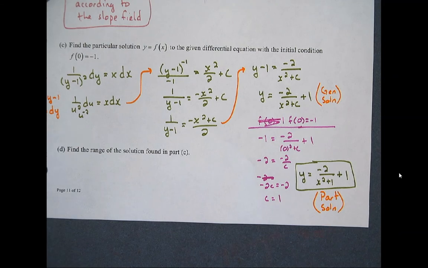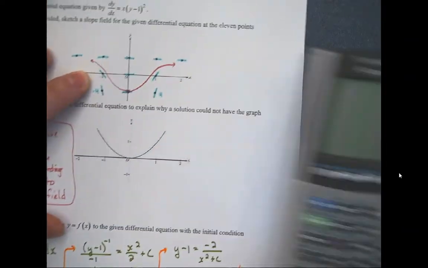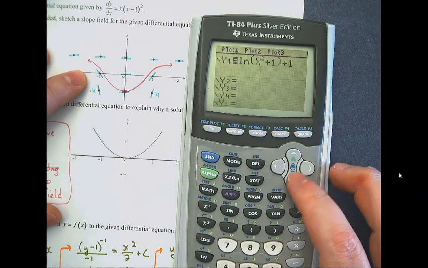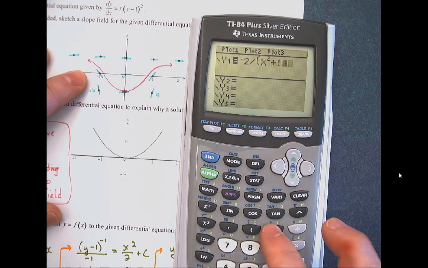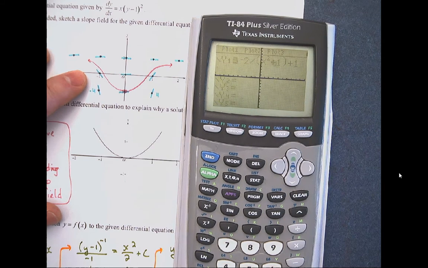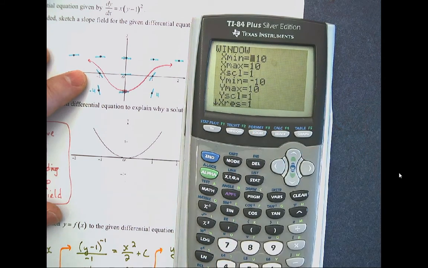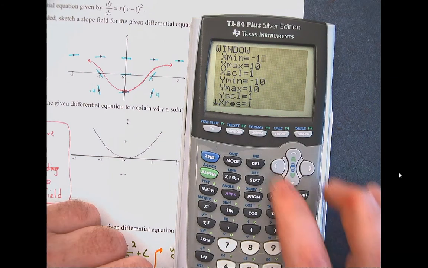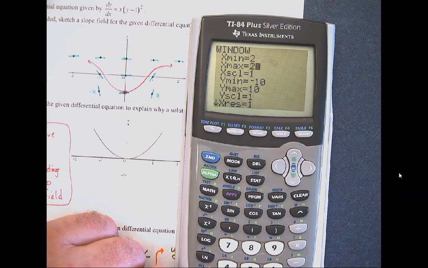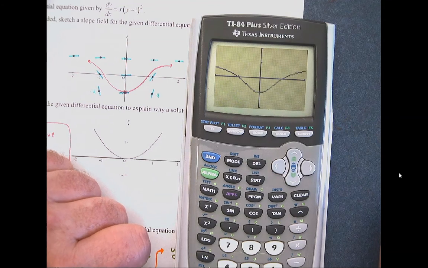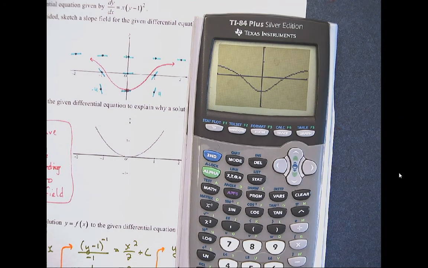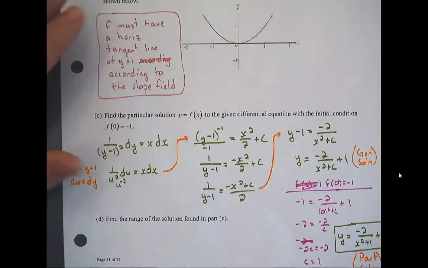And this was another one where I kind of doubted the graph compared to our slope field, so I sketched it. Let's take a look again. So this is negative 2 divided by x squared plus 1, then a plus 1. Look at this bad boy. Let's go negative 2 to 2. Does it look familiar? This is actually pretty sweet, man. Pretty cool. Pretty darn cool.